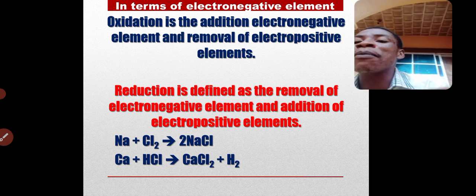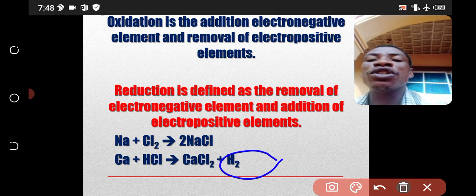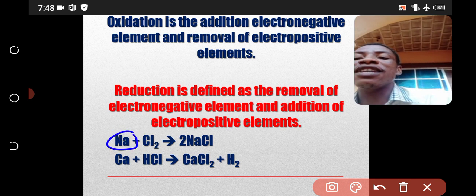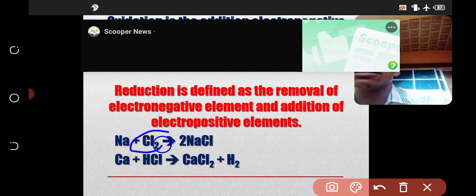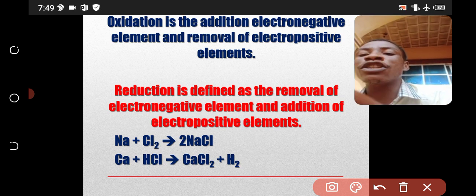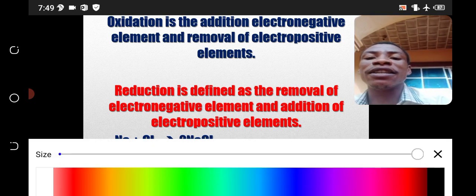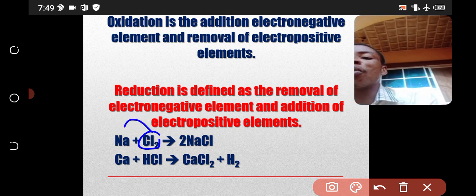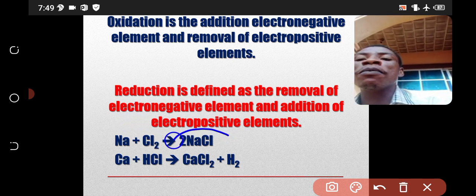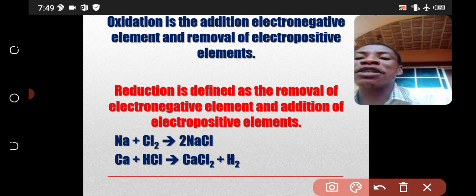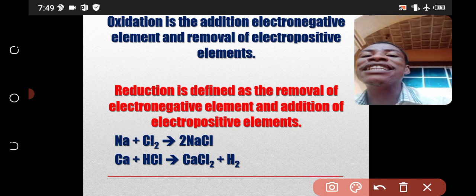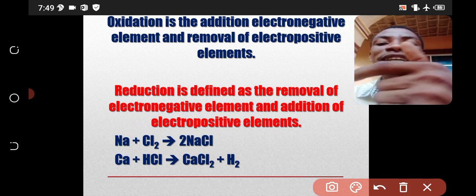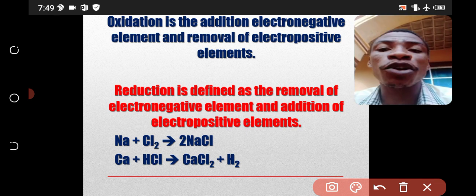So we can see an example in this place where sodium is reacting with chlorine. Now chlorine is an electronegative element, right? So on addition to sodium, it gives us sodium chloride. That means sodium has been oxidized because we have added to it an electronegative element, which is chlorine.